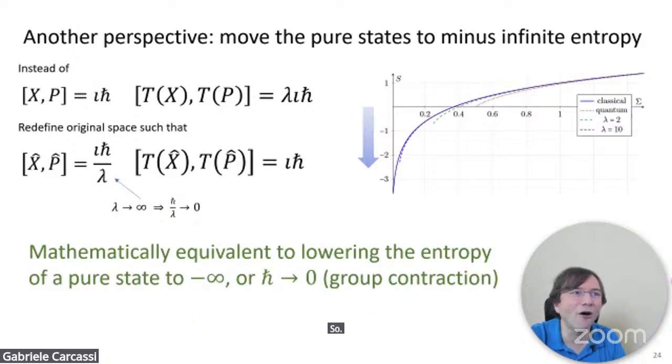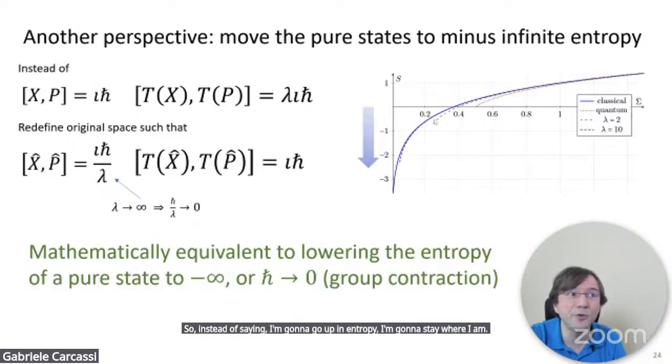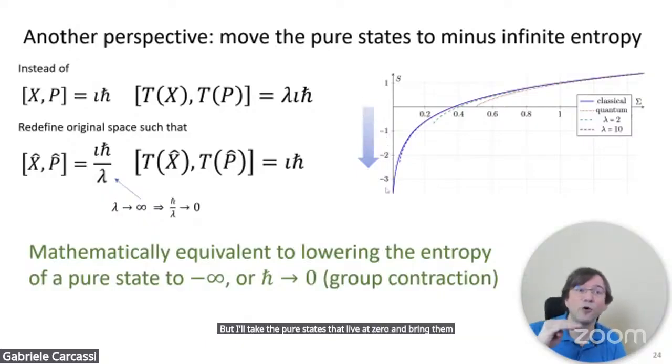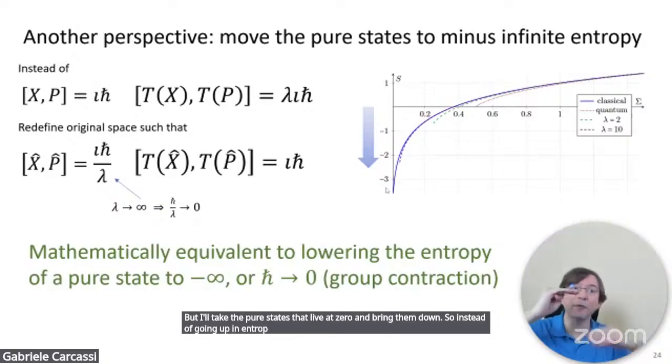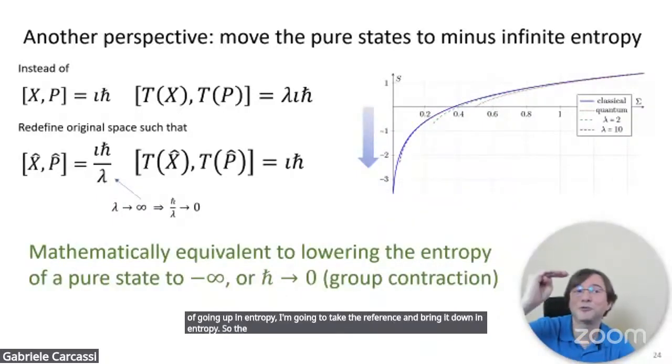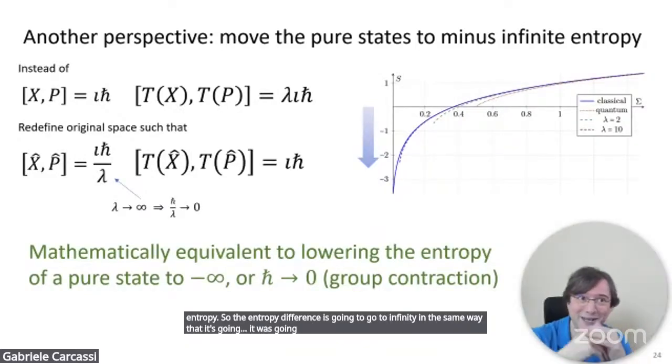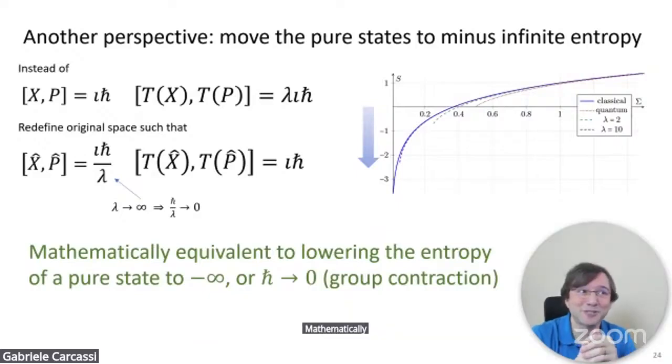So instead of saying I'm going to go up in entropy, I'm going to stay where I am, but I'll take the pure states that live at zero and bring them down. So instead of going up in entropy, I'm going to take the reference and bring it down in entropy. So the entropy difference is going to go to infinity in the same way that it was going there in the real limit. But mathematically, it's a lot easier to understand what's going on.